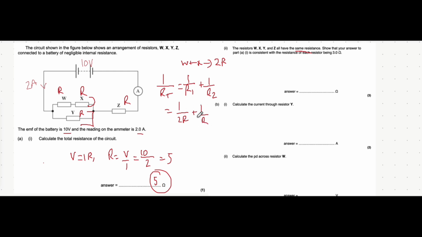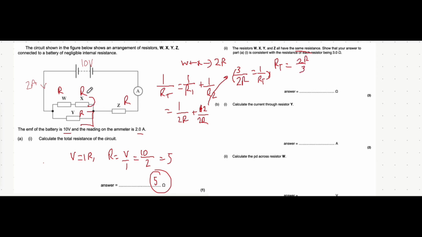Now, when adding these together, there's a little trick, which is that you can change the denominator here to 2R by multiplying top and bottom of the fraction by 2. The reason why we do that is now we can add the fractions together because the denominators are the same. So 1 plus 2 is 3, so that becomes 3 over 2R, which is equal to 1 over the total resistance of the parallel combination. The resistance of the parallel combination is just the reciprocal, because you have to do the reciprocal of both sides to get the actual resistance. So that's 2R over 3.